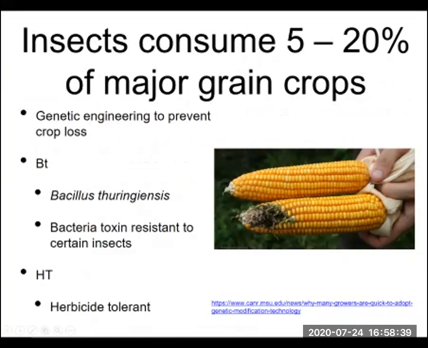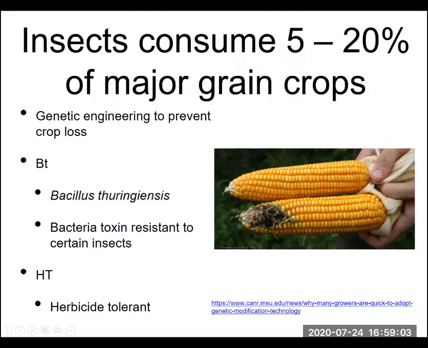On the top, we've got a nice corn cob here, with lots of kernels present. And then on the bottom, we've got a corn cob in which we've got some type of infestation occurring, where insects probably went in and started to eat away at the corn as it was growing.